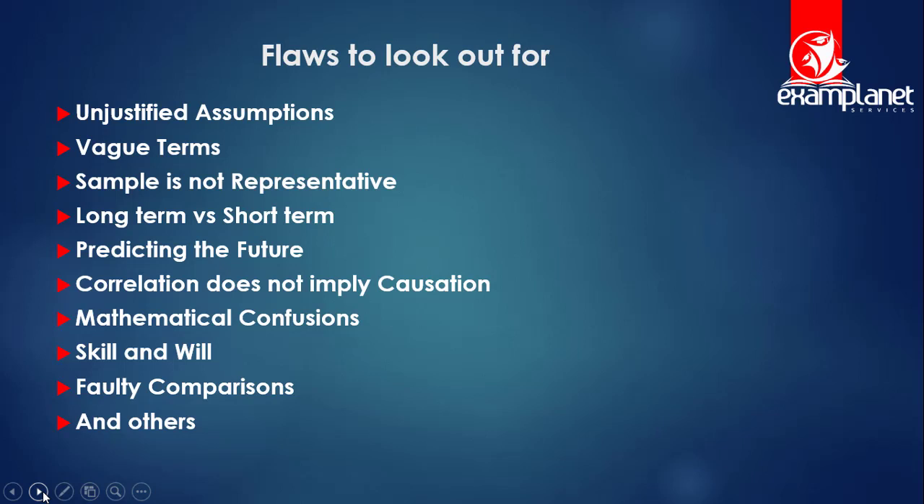Now, flaws to look out for. I'm going to be very brief with this, so you might need to rush it. If you don't understand, you can rewind and listen again. First, unjustified assumptions. The author might make some statements based on his view. For example, John reads very hard, so he'll pass the GRE. Now, the assumption there is that anyone who reads very hard will pass.